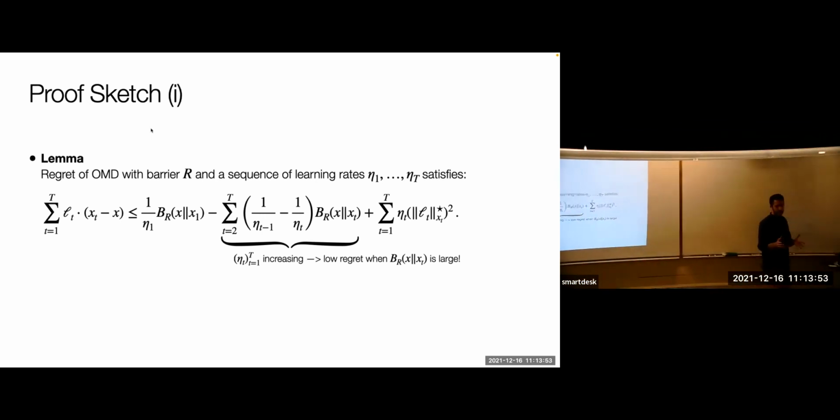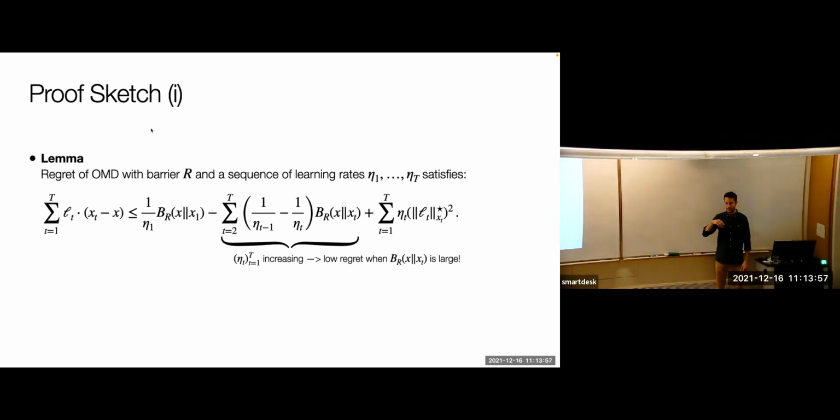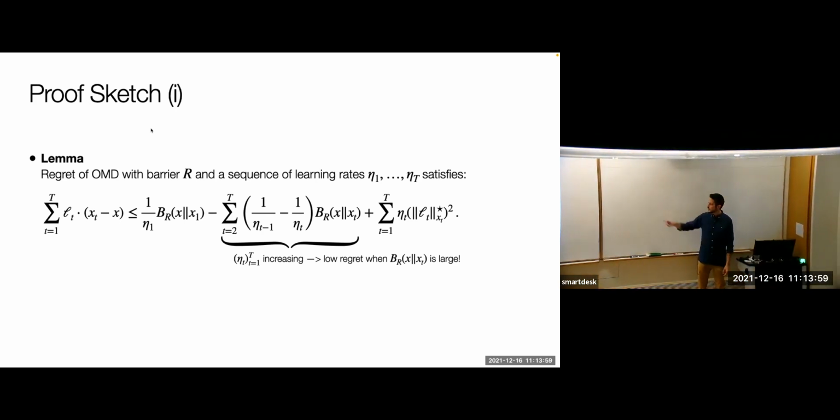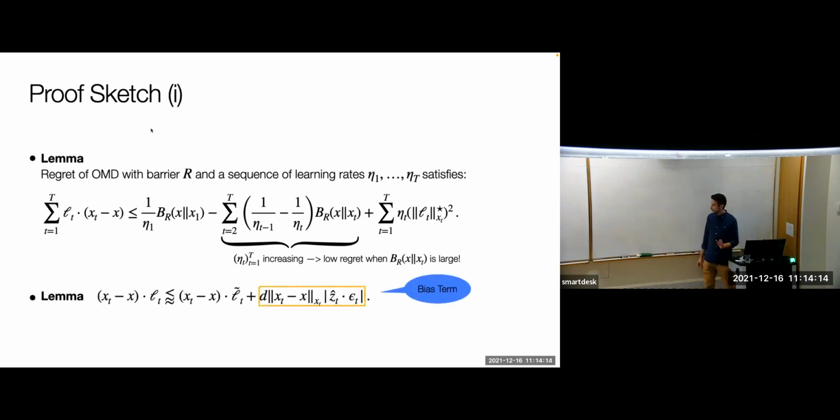Recall that the barrier sort of explodes on the boundary of my decision set, right? So if I'm very, very close to this boundary, this can be huge. This can be like capital T or even larger, I think. So why does this thing help me?